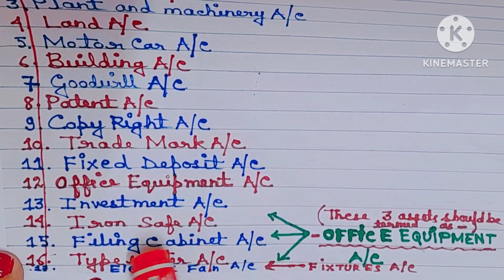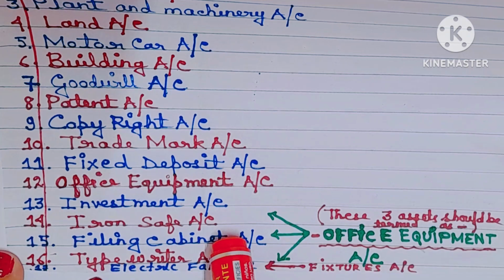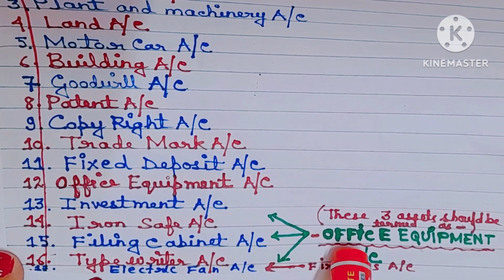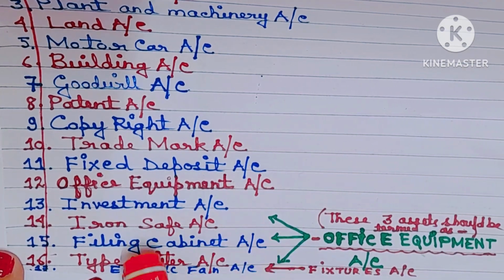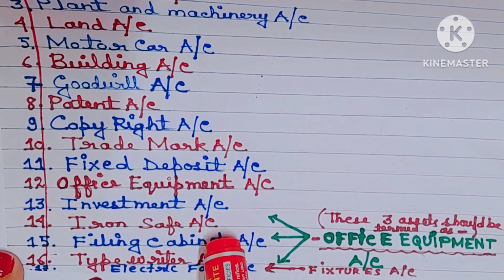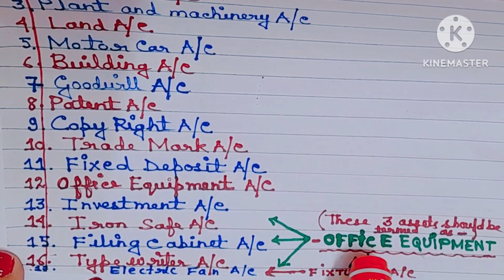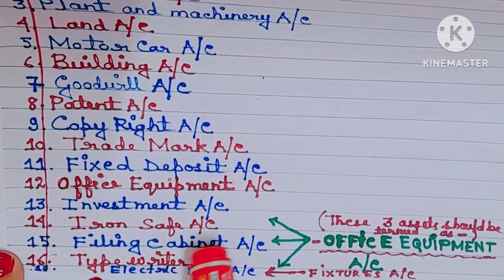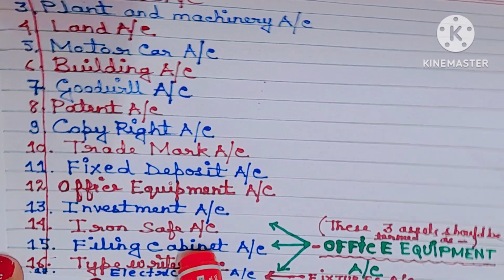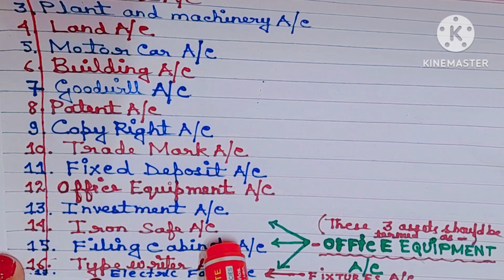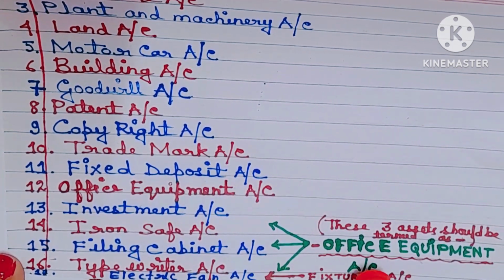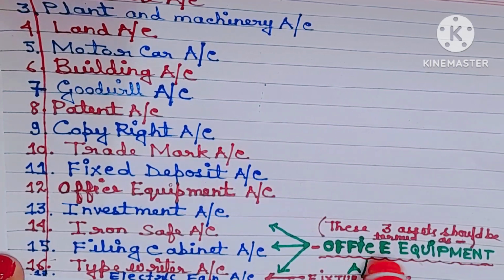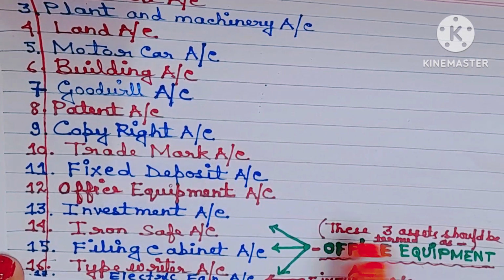Please remember, instead of iron safe account, you got to write office equipment account in journal. You cannot write iron safe account. Understood? You got to use the term office equipment instead of iron safe account in journal. For example, an iron safe is purchased for the business. You will write office equipment debit to cash account instead of iron safe account.